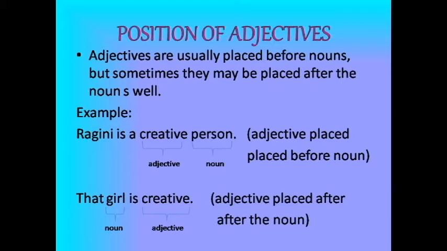For example, Ragini is a creative person. Here you can see that the adjective has been placed before the noun. So, here the adjective is creative and person is the noun. The second example is, the girl is creative. Here girl is the noun and creative is the adjective. From this sentence you can understand that the adjective has been placed after the noun.